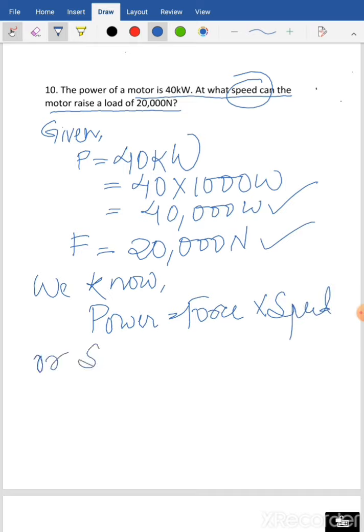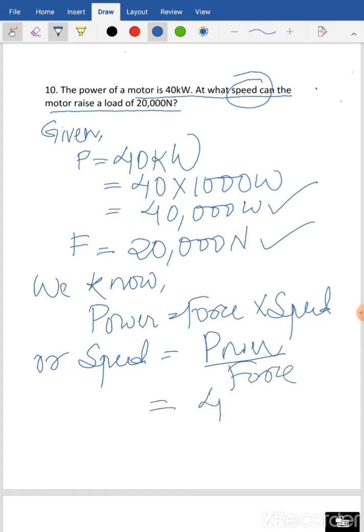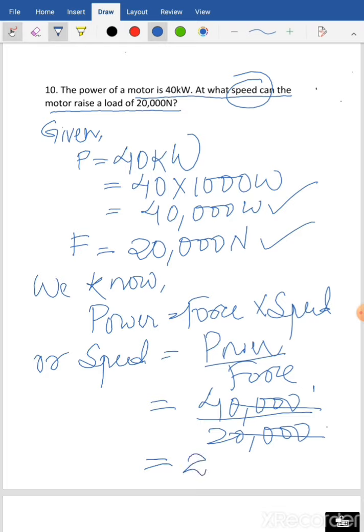So if I make speed the subject, I'll get speed equals power by force. So power is 40,000 divided by force is 20,000. So the 4 zeros from the numerator and denominator get cancelled. So I'm left with 4 by 2. 4 by 2 means 2. And the unit of speed is meter per second. So I get 2 meter per second as the solution for this question number 10.